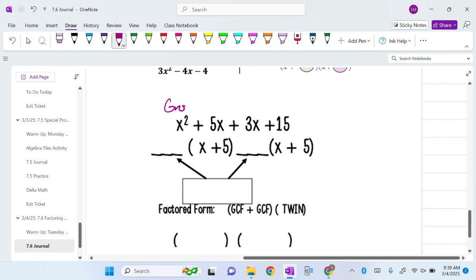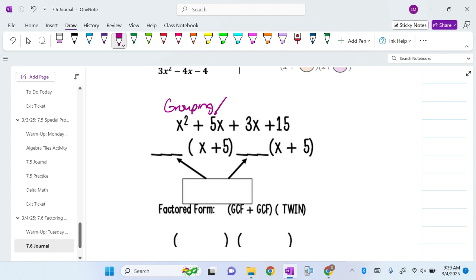Guys, stop talking. This is grouping. What's the other name for this method if we were using it for a trinomial? Look back at your notes if you don't remember. There are two methods that I taught you for factoring trinomials: reverse box and what's the other one called? AC method. Good. So this is not only factoring by grouping, it can also be considered the AC method.